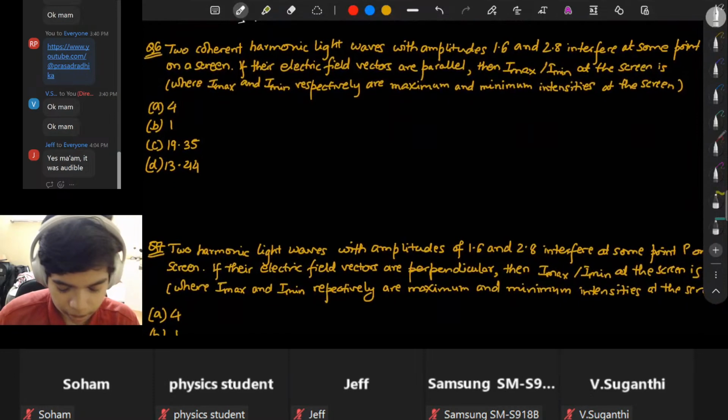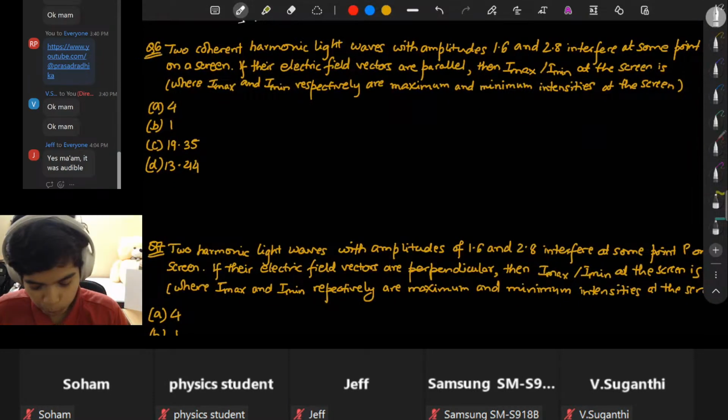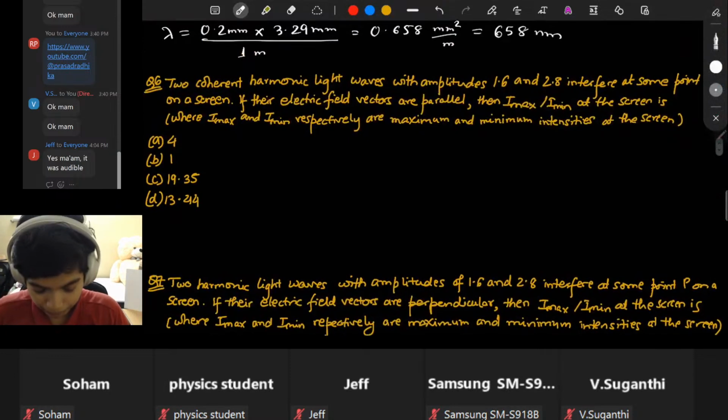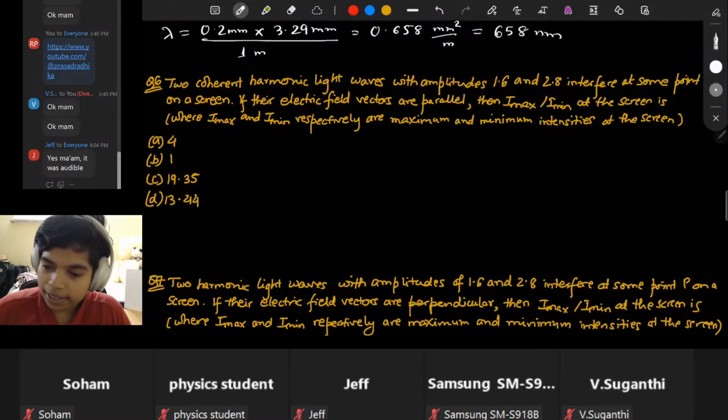So the next question: two coherent harmonic light waves with amplitudes 1.6 and 2.8 interfere at some point on a screen. If their electric field vectors are parallel, then Imax over Imin at the screen is, we need to find out, where Imax and Imin respectively are the maximum and minimum intensities on the screen. So I will start the poll. Please do attempt the poll.